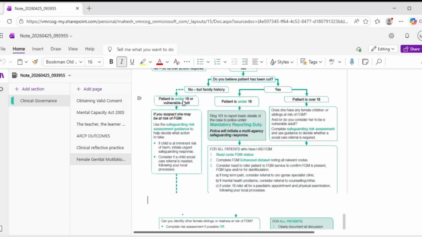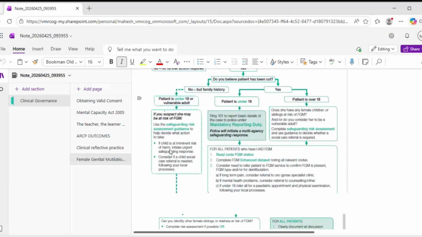Then if the patient is under 18 or a vulnerable adult, whatever the age, and we suspect that she may be at risk of undergoing FGM because she has not undergone it, or that her siblings may be at risk, what does the guideline say? Use the safeguarding risk assessment guidance to help decide what action to take. If the child is at imminent risk of harm, initiate an urgent safeguarding response, and consider if a child social care referral is needed following local processes.